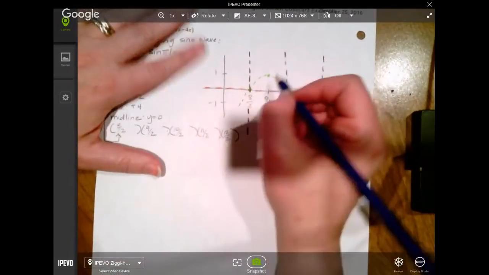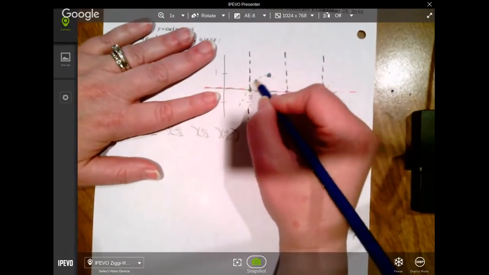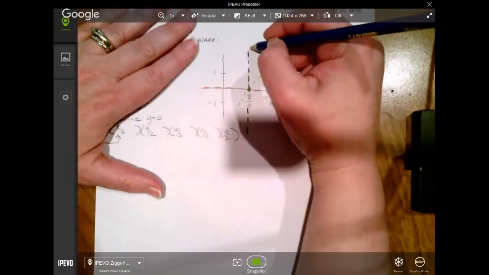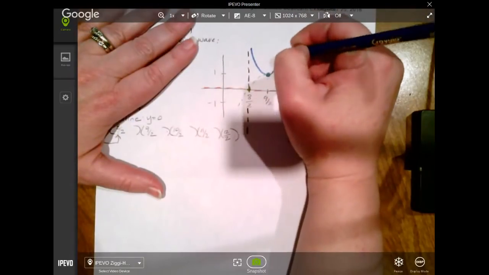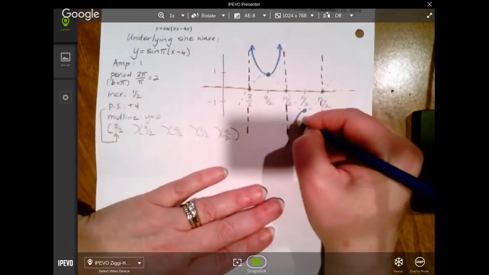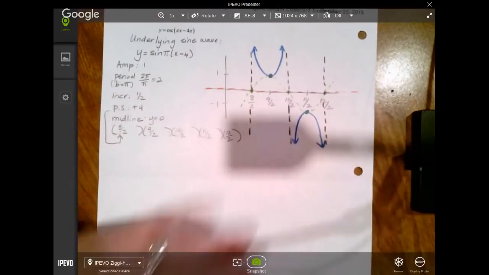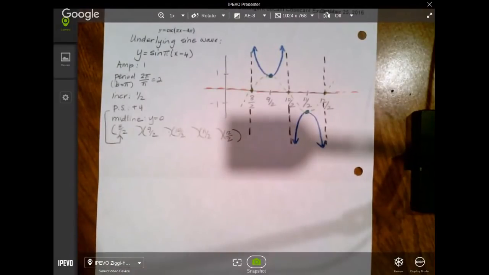And then for the fun part, we take the high spot and we take this curve here, and then we flip it upside down. Flip it upside down. And there's one period of our cosecant curve.